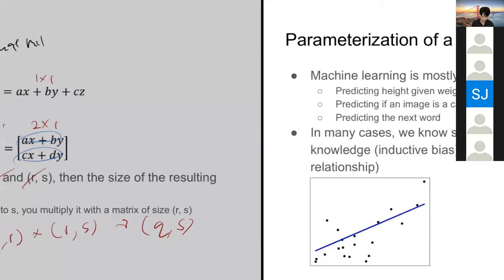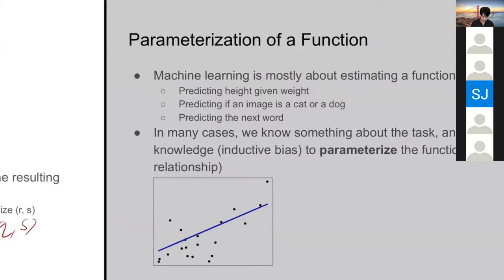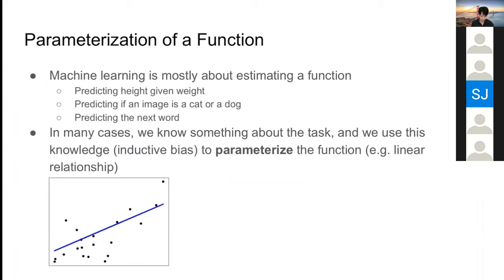So this was math. And then let's go into functions and what it means to parameterize a function. Machine learning is mostly about estimating a function. What that means is that you're trying to predict, for instance, height given weight. You're trying to predict the label of an image, given an image, either cat or dog, or you're trying to predict the next word. This is also called, in case you know, a language model.